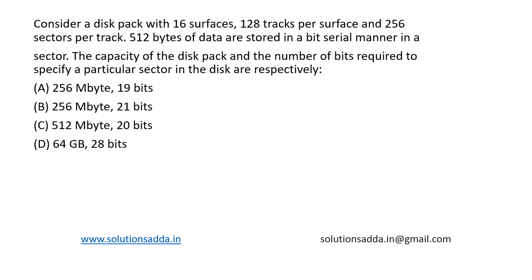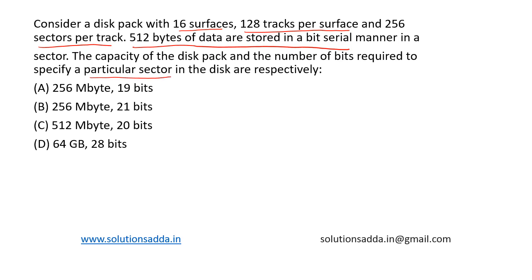This is a question from operating system. Consider a disk pack with 16 surfaces, 128 tracks per surface and 256 sectors per track, and 512 bytes of data are stored in a bit serial manner in the sector. The capacity of the disk pack and the number of bits required to specify a particular sector in the disk is respectively, and 4 options are given.